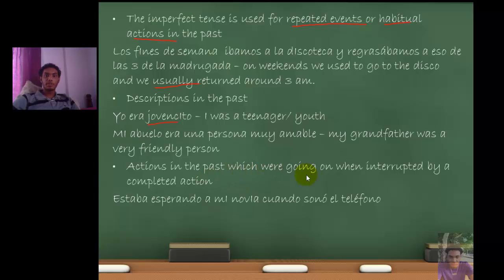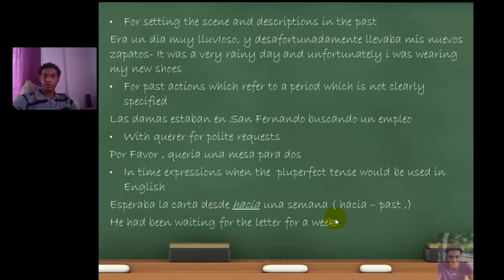If an action is interrupted by a completed action while it was going on in the past, we use the imperfect tense. So this is an example where the imperfect is used with the preterite, right? So estaba esperando a mi novia cuando sonó el teléfono, right? I was waiting on my girlfriend when the phone rang, right? So the phone rang, sonó would be preterite, and estaba esperando, I was waiting, right? So this was interrupted by the completed action, right?